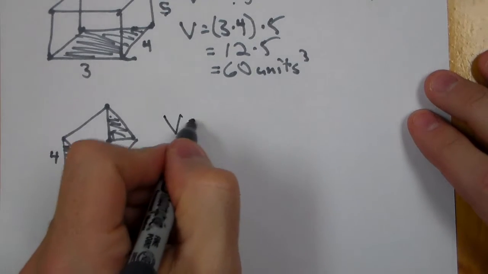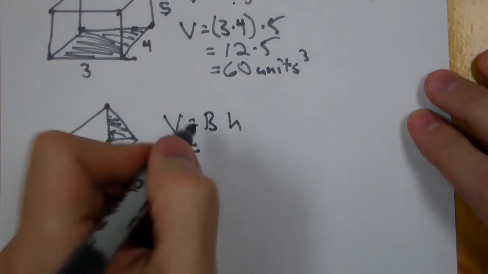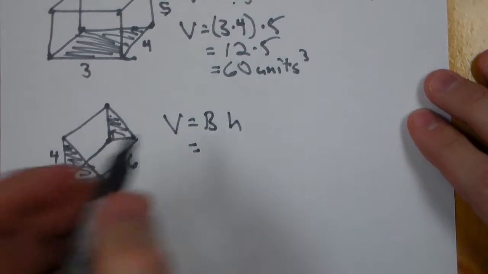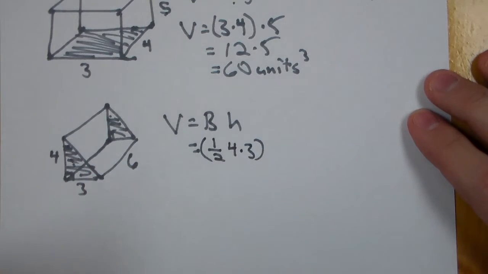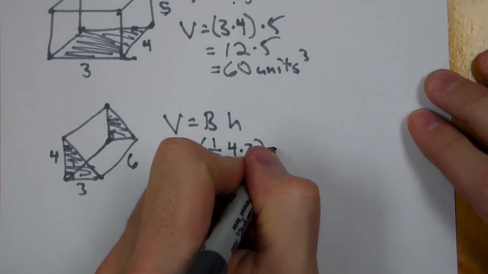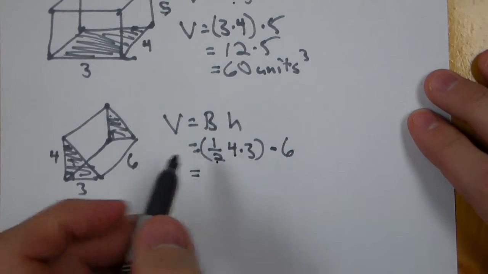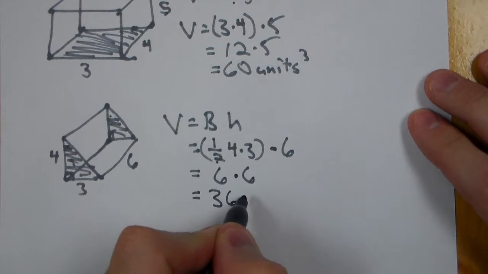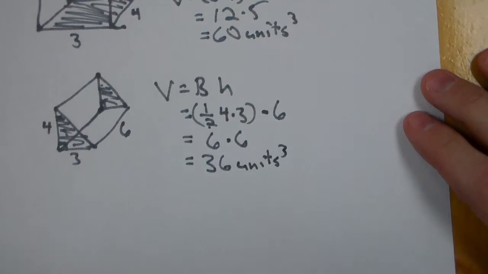So the volume is still base area times height, but our base area this time is a triangle, not this square on the bottom. It's a triangle because the bases have to be congruent to one another. So I'm going to do 1/2 times 4 times 3, that being the area of a triangle, times 6 for the height. So my base area, half of 4 is 2, times 3 is 6, times 6 for the height gives me 36 units cubed.